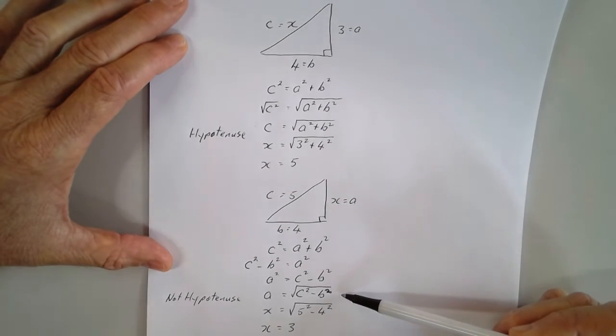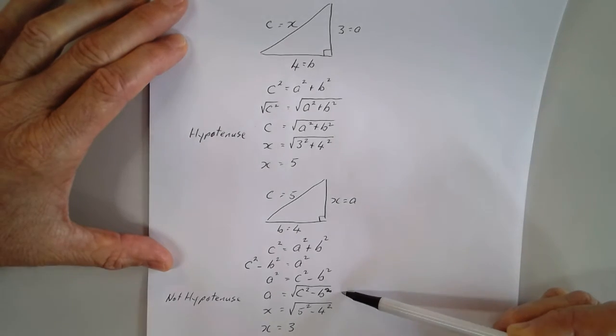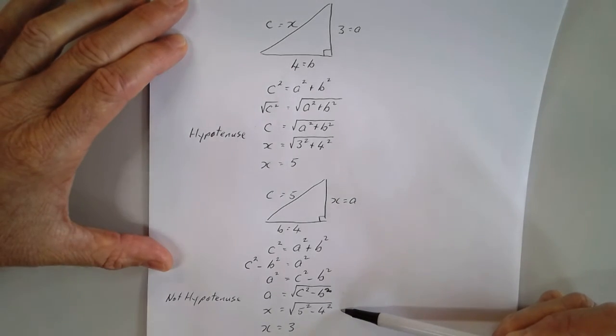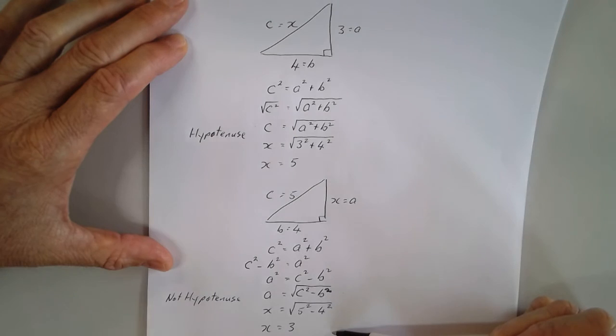Similarly, finding a side that is not the hypotenuse, you start with the formula: a, the side that is not the hypotenuse, equals the square root of c squared minus b squared. Substitute into the formula. In this case, it's x equals the square root of 5 squared minus 4 squared. And lastly, press the buttons on your calculator, answer.